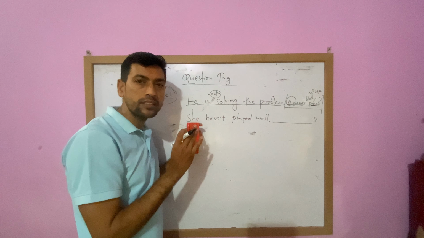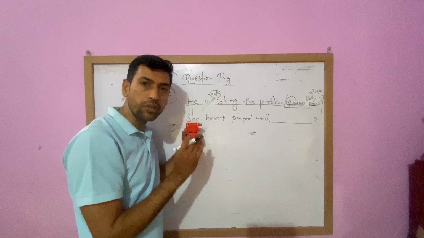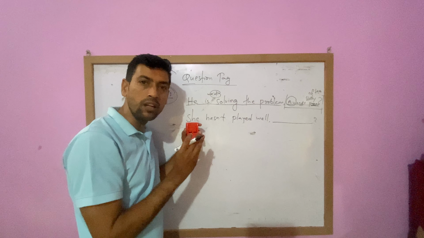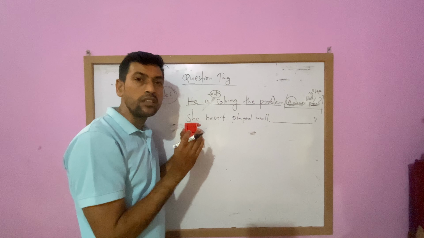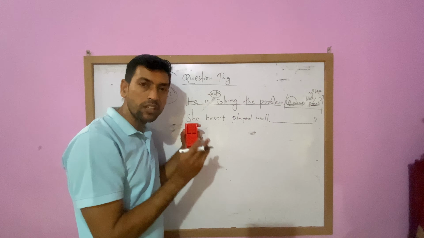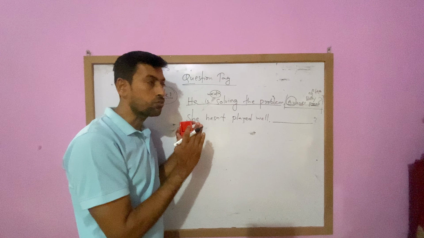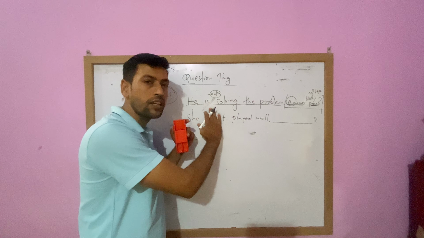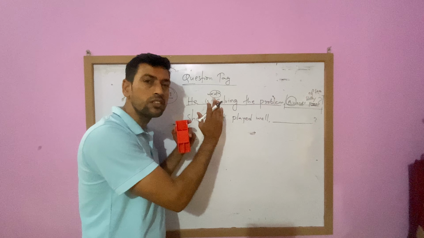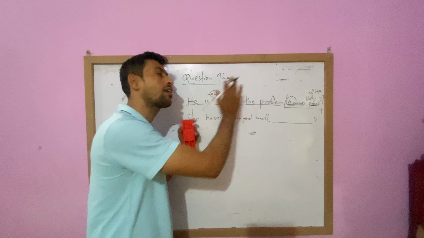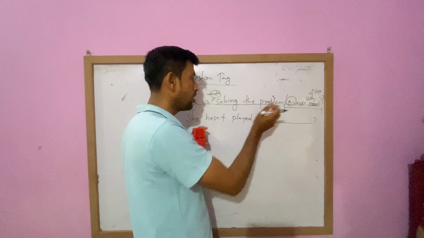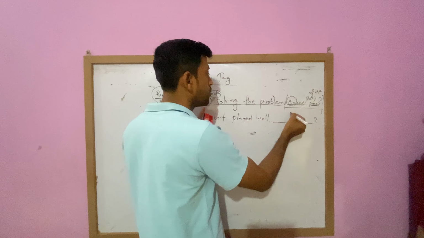Auxiliary verbs are: is, am, are, was, were, have, has, had, will, would, can, could, shall, should, may, might, need, dare, ought to, used to, must. These are the auxiliary verbs. Do, does, did are also auxiliary verbs. If an auxiliary verb is given in a statement, then directly you can write it here. Okay, here is is the auxiliary verb, so we use is here.